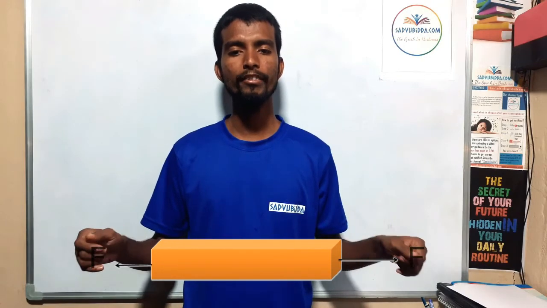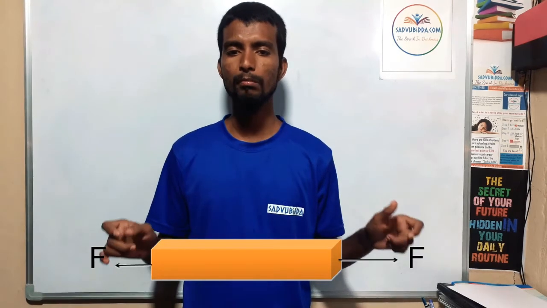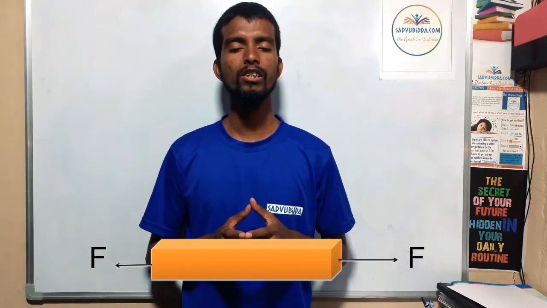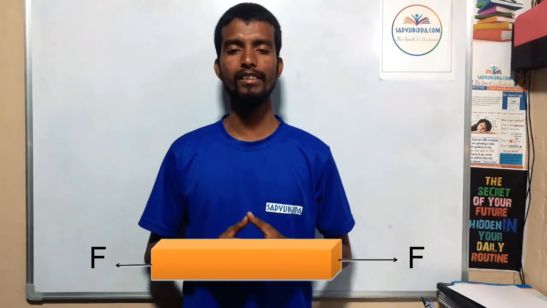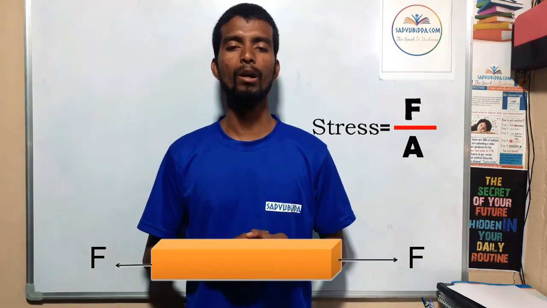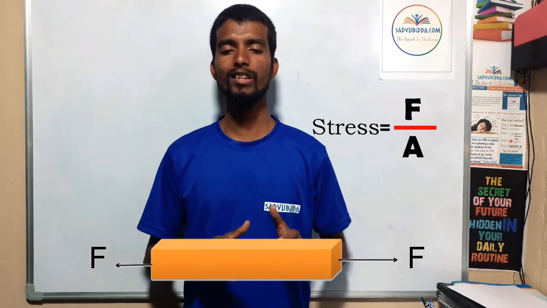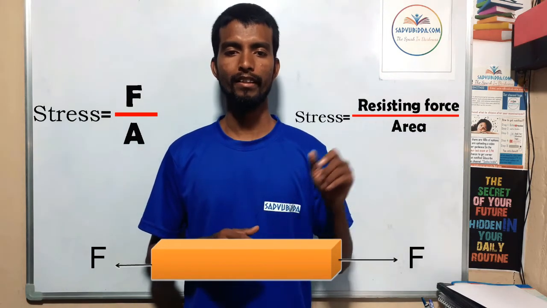Let force F be applied on both sides. If there is a force in this member, definitely there will be stress in this member. The stress produced in this member, stress sigma, is equal to F upon A, that is, stress is equal to resisting force upon unit area.